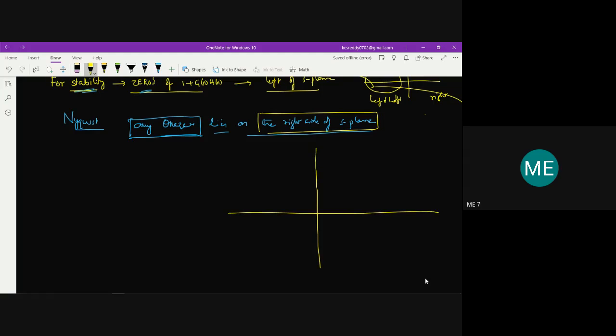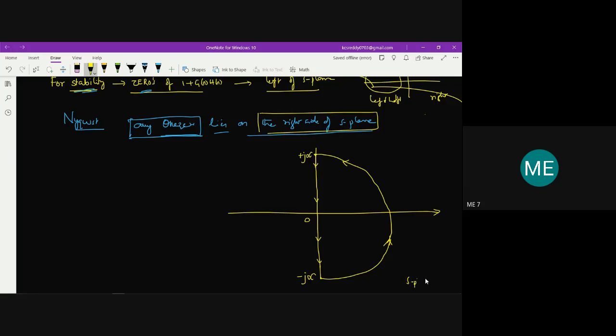So Nyquist has suggested, choose the tau of S path which starts from plus j infinity, say this is plus j infinity, and ends at say minus j infinity, which covers the entire right half of the S plane. So it has to start from plus j infinity like this, and it has to go like this, and then like this, then it has to end at this point by closing this right half of the S plane entirely.